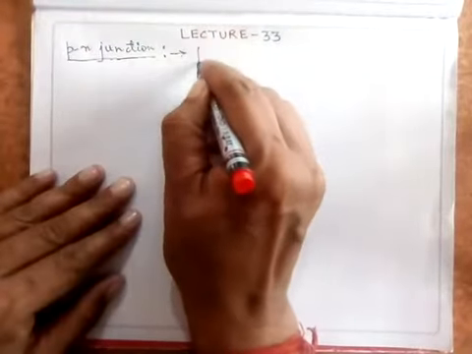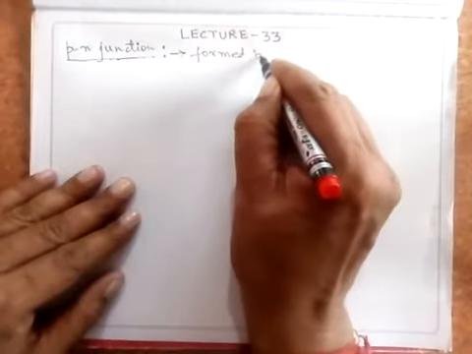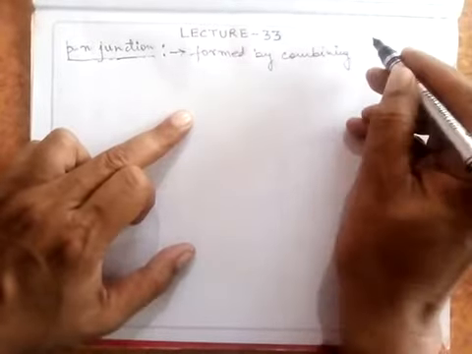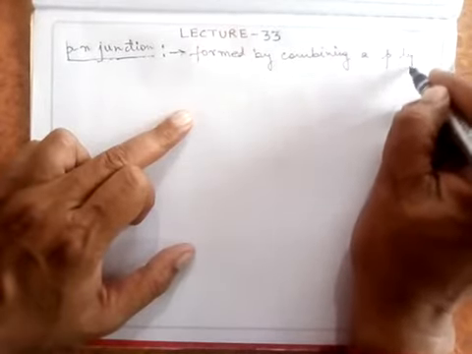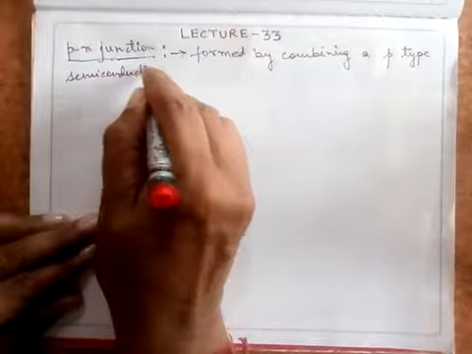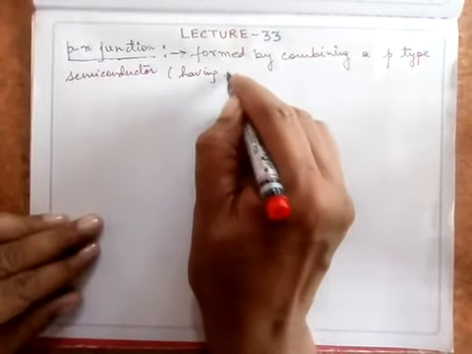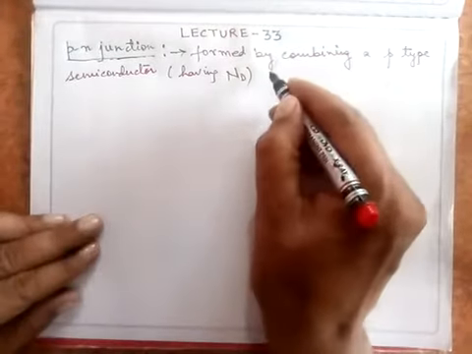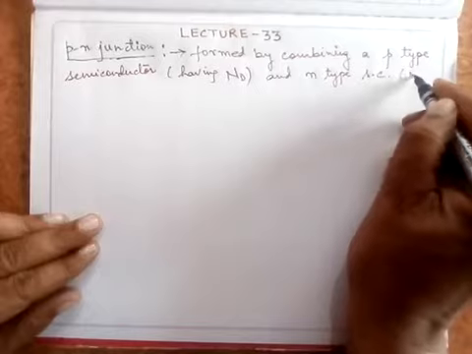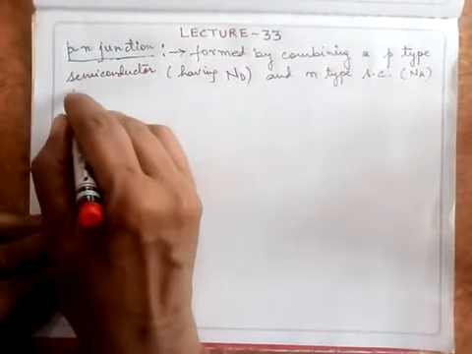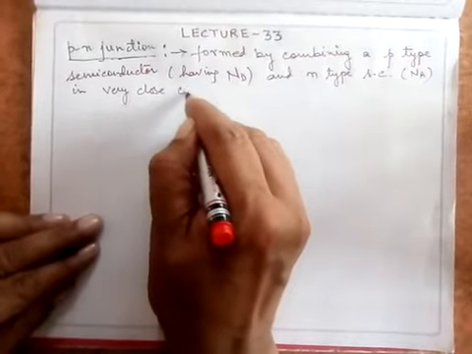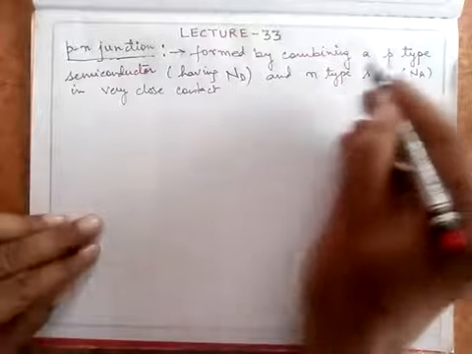I say that this PN junction is formed by combining a p-type semiconductor, of course having acceptor impurity, and an n-type semiconductor, having donor impurity, in very close contact. So this is called a PN junction formed.